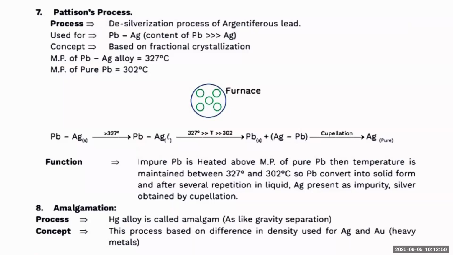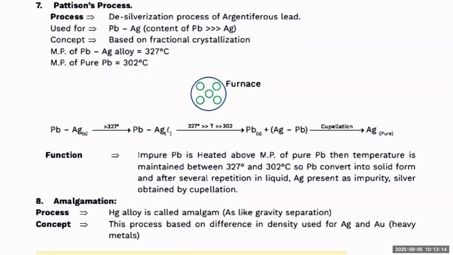Here it is about desilverizing again. Here also we are trying to desilverize, and this is based on fractional crystallization. See, the melting point of lead and silver alloy is around 327, but the melting point of pure lead is 302 degrees. So suppose I first take this solid and bring it to a high temperature greater than 327, this mixture will start melting. Lead and silver will start becoming liquid.